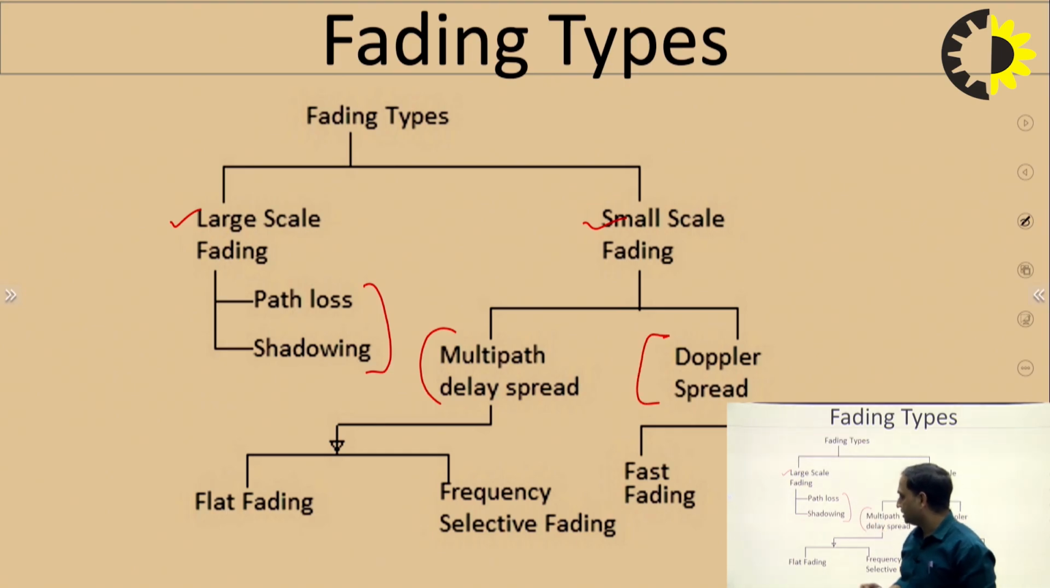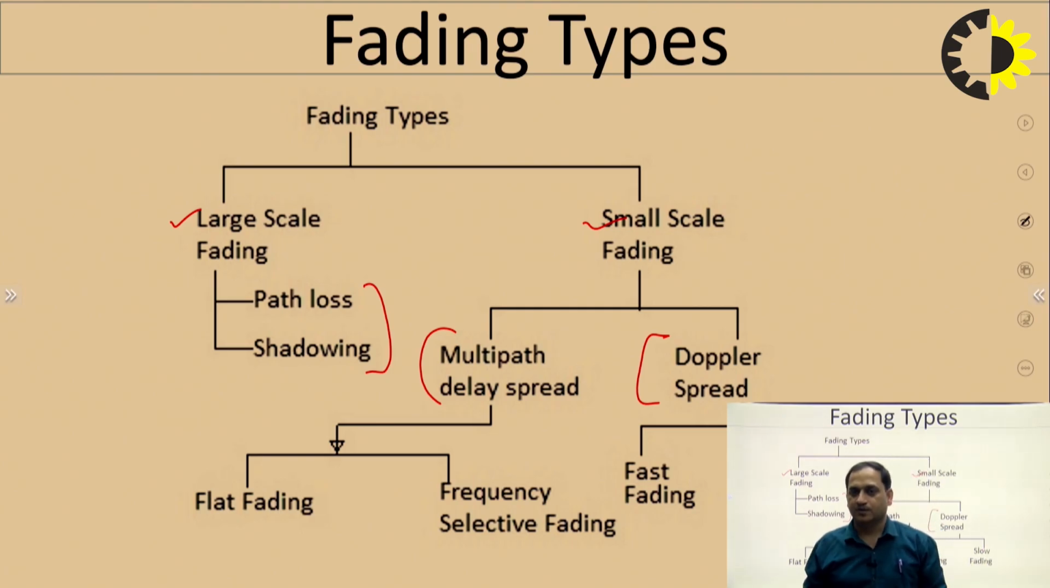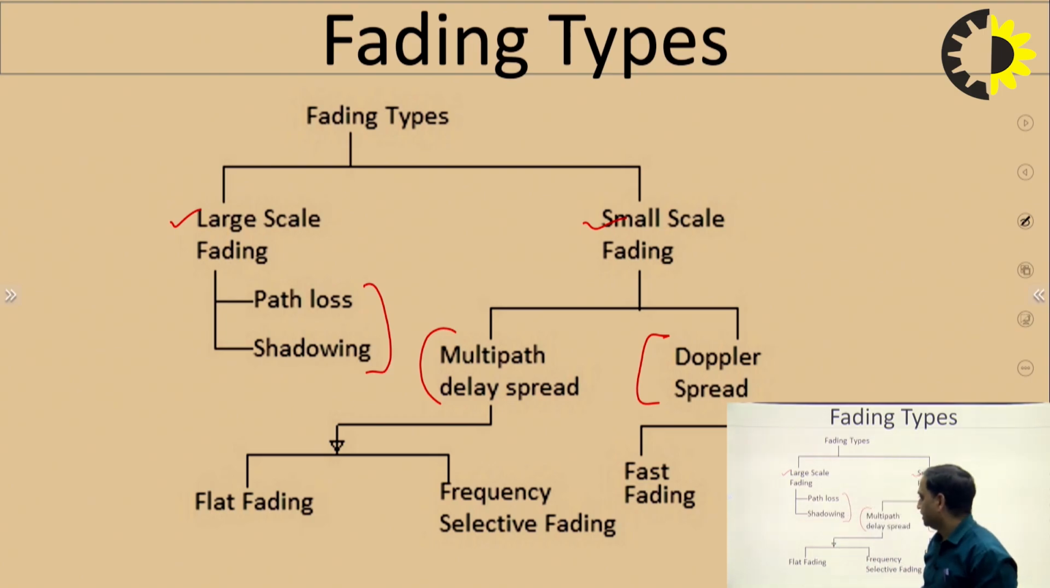So this classification is very important to understand about the fading, because these results occur for long distance communication and for short distance communication. When we measure the large scale fading, two components we have to take care of. First one is the path loss of the signal, and second is the shadowing effect on the signal.